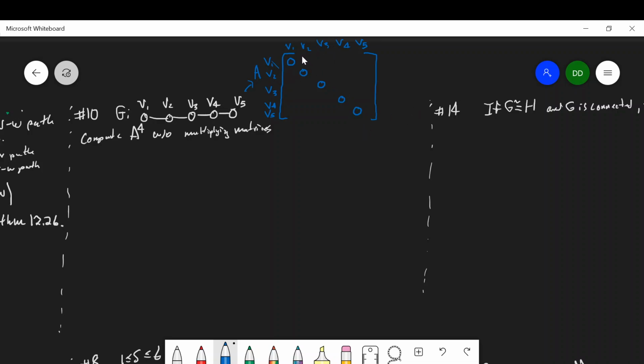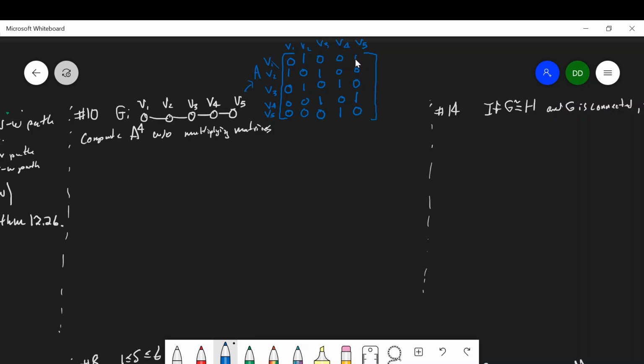V1 and V2 are adjacent, so both of these are 1. V1 is not adjacent to V3, nor V4, nor V5, so those all get zeros. Let's look at V2. V2 is adjacent to V3, but not 4, not 5. V3 is not adjacent to V1, right? We know that this matrix should be symmetric. It is adjacent to V2, and it is adjacent to V4. And then V4 is adjacent to 3 and 5, but not 2 or 1. V5 is adjacent to just V4 and not any of the other ones.